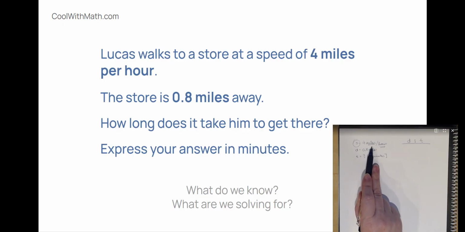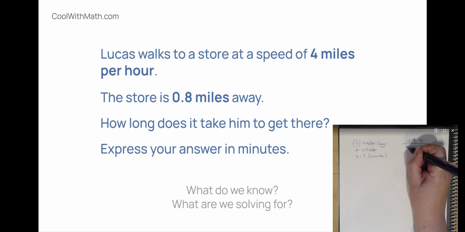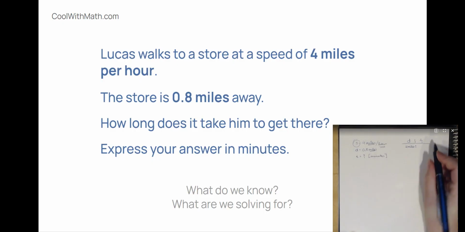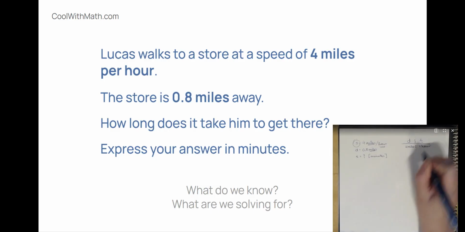So the 4 miles are just going to go under distance here. If you don't have room to write your entire units, just abbreviate, but do keep it in there. And then that's in 1 hour. So we have 4 miles in every 1 hour. Well, that's great. Our speed is now broken up into these components of distance and time.